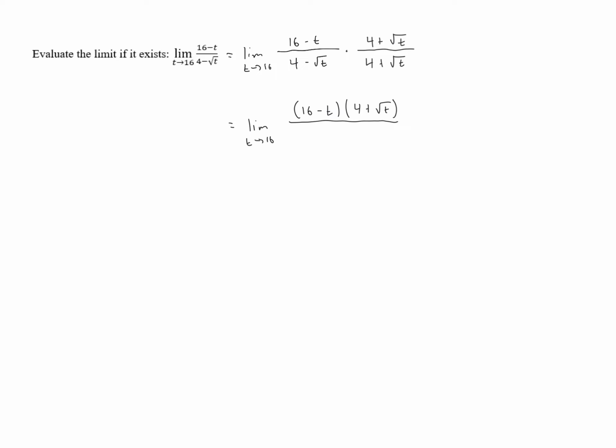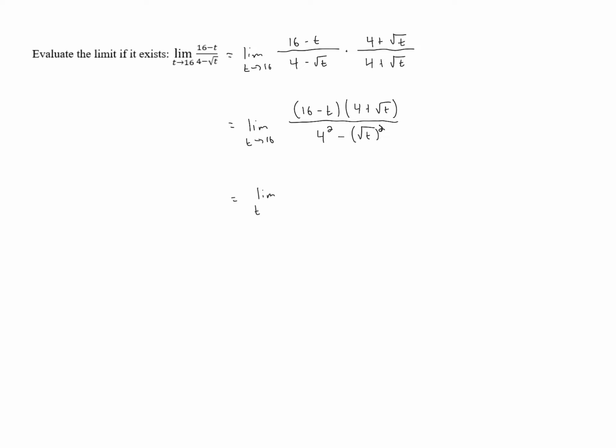But in the denominator, remember that when we've got a difference times a sum, that's the difference of squares. So we've got the first term squared, 4 squared, minus the second term squared, root t squared. And remember that when we square a square root, those things cancel, and we're just left with the inside, which in that case is t.